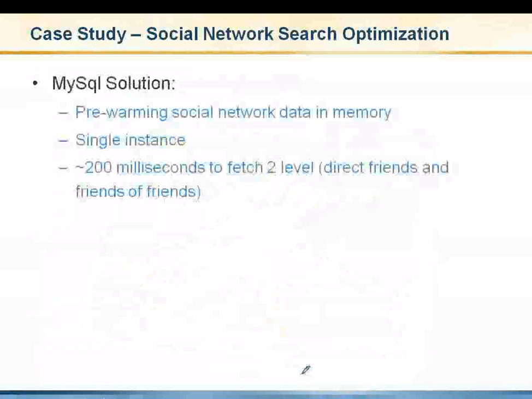The solution that was previously used was a MySQL-based solution. It basically took the whole social network and preloaded it into memory. There was a single instance, so of course scalability is a bit difficult to achieve. If you think about it, sharding is not simple to do with this type of solution. And to fetch two levels, which means fetching the direct friends and the friends of friends, took around 200 milliseconds. And remember again, MySQL all in memory.